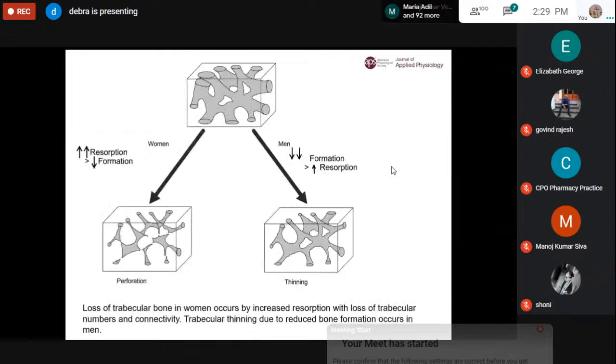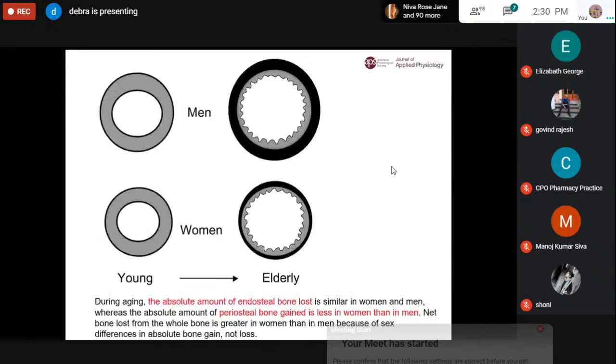So we've got that loss of trabecular bone in women, which occurs by increased resorption with loss of trabecular numbers and connectivity, which you can see there. The bone is thinning due to reduced bone formation that occurs in men as well. So we've got these differences occurring in men and women due to changes in resorption and decreased formation, and in men more decreased formation and lesser effect on resorption.